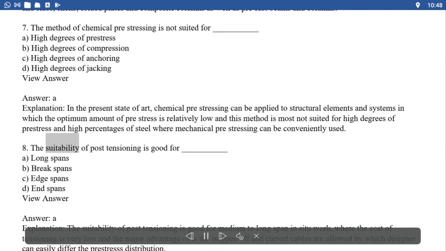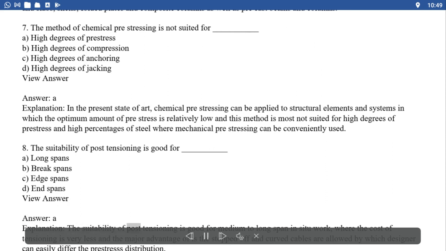8. The suitability of post-tensioning is good for A. Long spans, B. Break spans, C. Edge spans, D. End spans. Your answer: Answer A. Explanation.